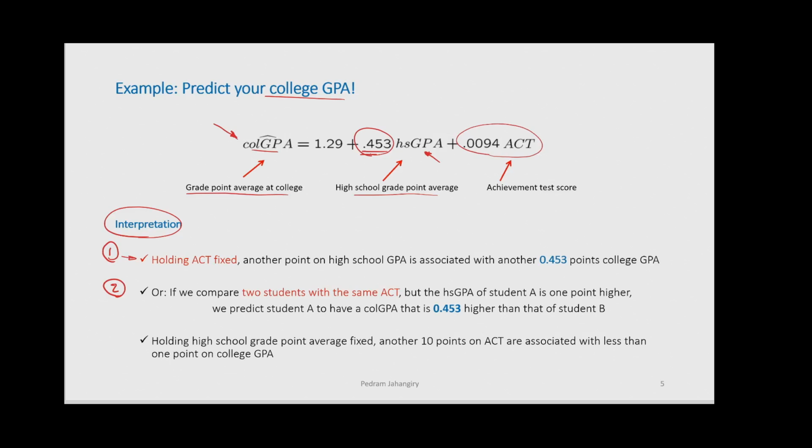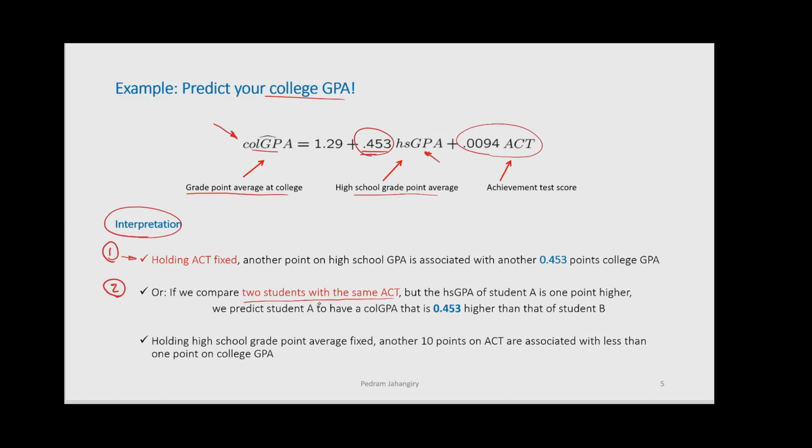We can explicitly assume that we are fixing ACT in this example. So we say it like this: if we compare two students with the same ACT, and your data set is large enough, there's going to be a good chance that many people have the exact same ACT. So you can compare two of them.